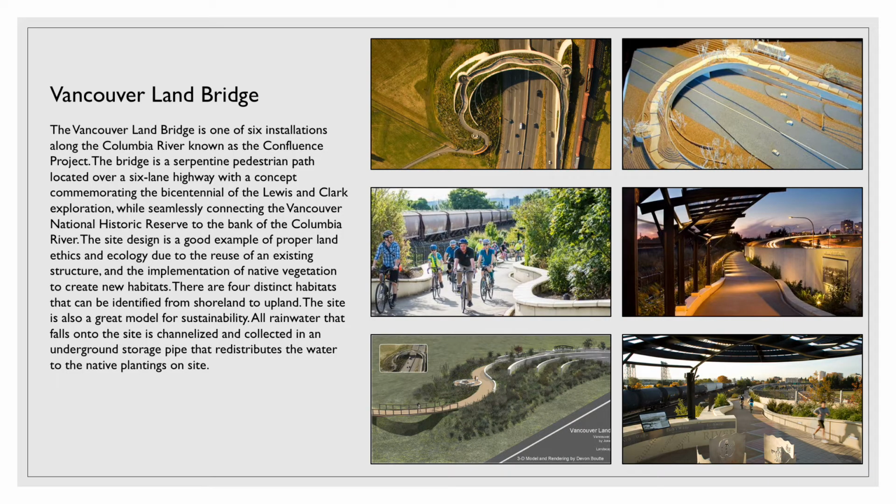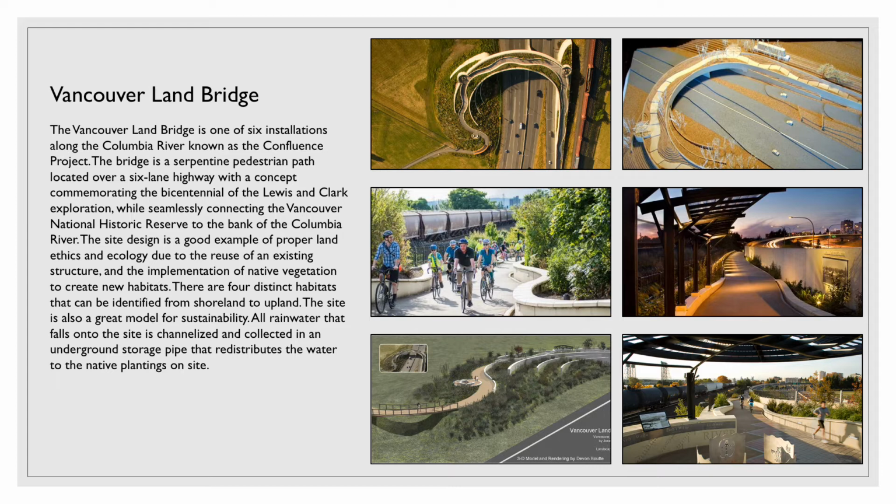The Vancouver Land Bridge is one of 6 installations along the Columbia River known as the Confluence Project. The bridge is a serpentine pedestrian path located over a 6-lane highway with a concept commemorating the bicentennial of the Lewis and Clark exploration, while seamlessly connecting the Vancouver National Historic Reserve to the bank of the Columbia River.